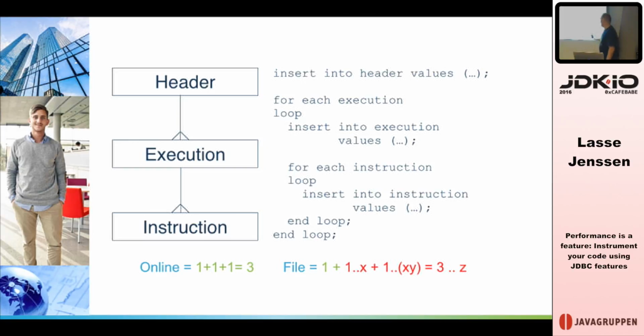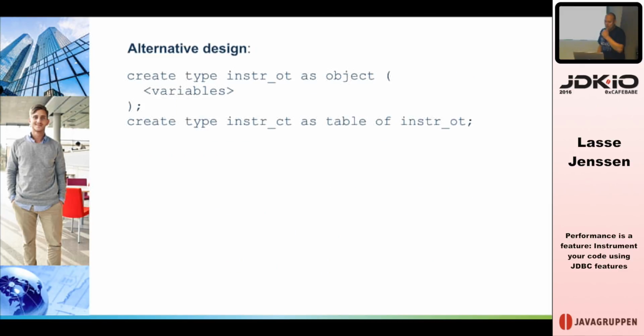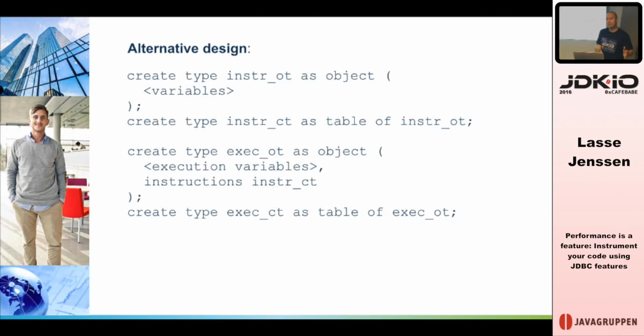But the file thing was a disaster because, well, it could do 3, but most times I actually had to do thousands of inserts, and it would never scale. I could easily, just by reading code, say, this won't scale. So this being PLSQL, I could very easily rewrite this. So I made a type, instruction, like an object, a class, that contained the variables for instructions. And I made a collection type that could be a table of instructions. So I did the same thing for the execution, had the execution variables, and also had a pointer to a collection of instructions.